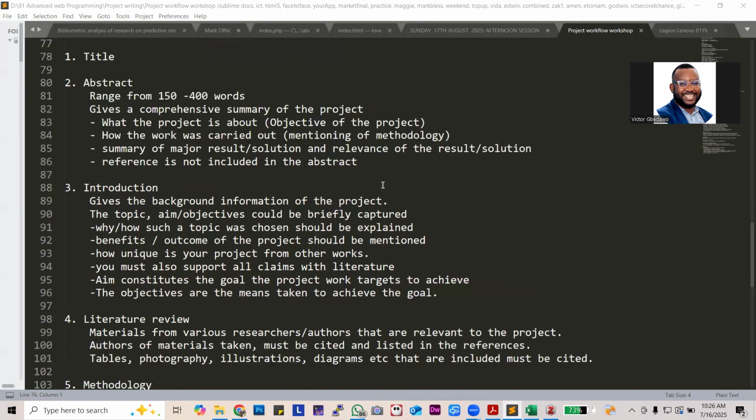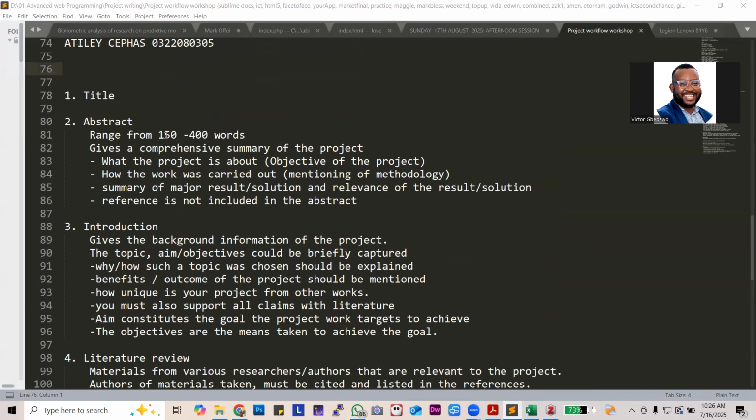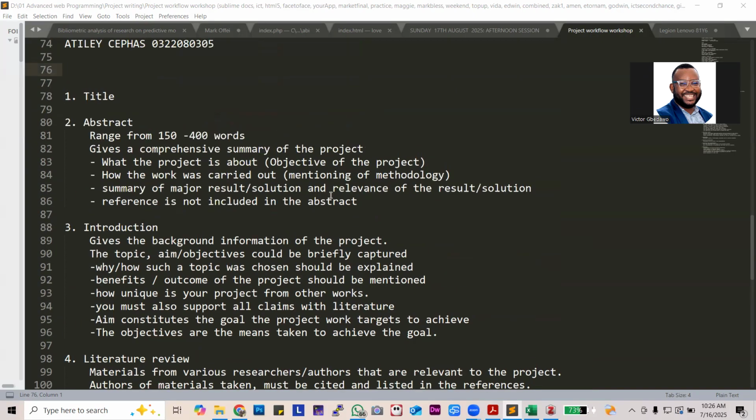Now I indicated that with the abstract, it's just a simple thing. It shouldn't be more than 500 words. Well, it can be 500, but not more than that.